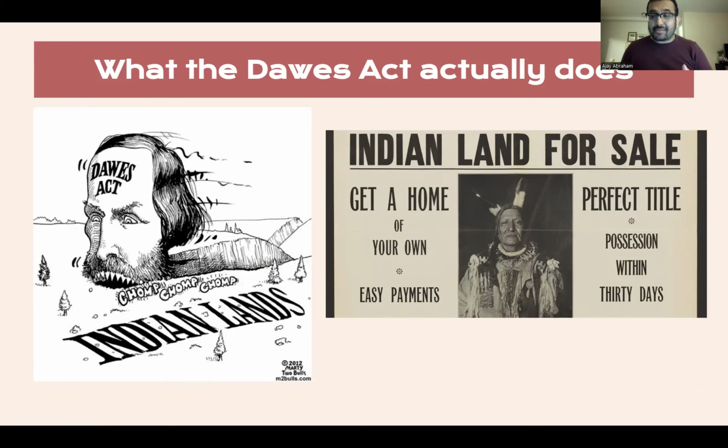There were ads put out: Indian land for sale. They were saying the quiet part out loud. These are lands that are available. This was not an ad for Native Americans to buy this land. This is an ad for whites to go and buy this land. Get a home of your own, easy payments, perfect title, possession within 30 days. This is exploitation. Okay?